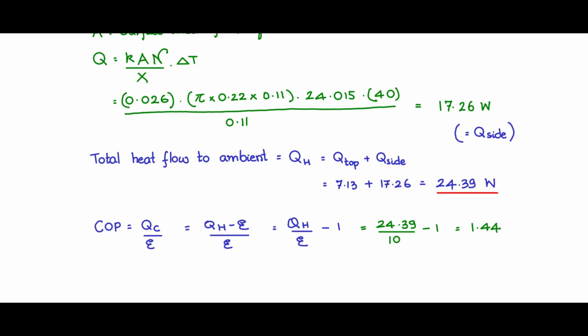So QC value can be found out. Now QC is COP into E, which is 1.44 into 10, which is 14.4 watts. So around 14.4 watts of heat power is removed from the refrigerating chamber continuously. So the heat flow power QC is 14.4 watts.